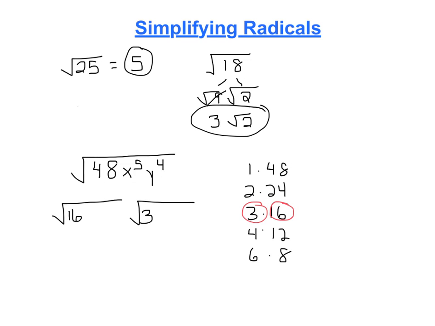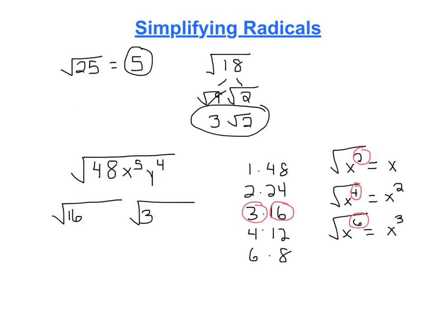If something has an even exponent, it means it's a perfect square. So, for example, if we had x squared, that's a perfect square. The square root of x squared would just be x, because x times x gives you x squared. If we had x to the 4th, that's also a perfect square, because x squared times x squared gives you x to the 4th. If you had x to the 6th, that's also a perfect square, because x to the 3rd times x to the 3rd gives you x to the 6th. So as long as you have even exponents, these are perfect squares.